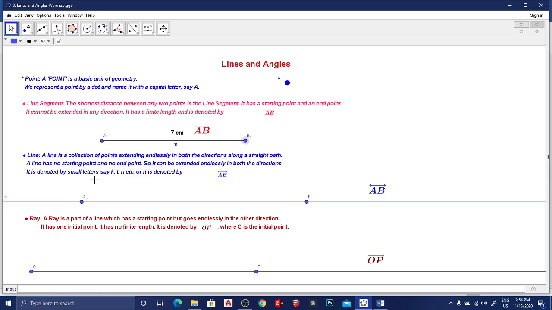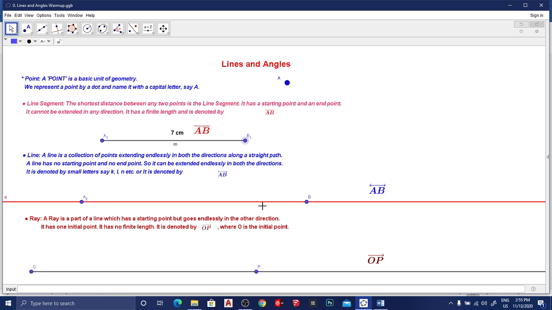It is denoted by small letters, say k, l, n, like that also. Simply you can denote here, observe here, this is the line small n. I denoted it with a small letter n also. Otherwise you can indicate it like this: AB bar, PQ bar, line PQ, line AB, like that also you can indicate.